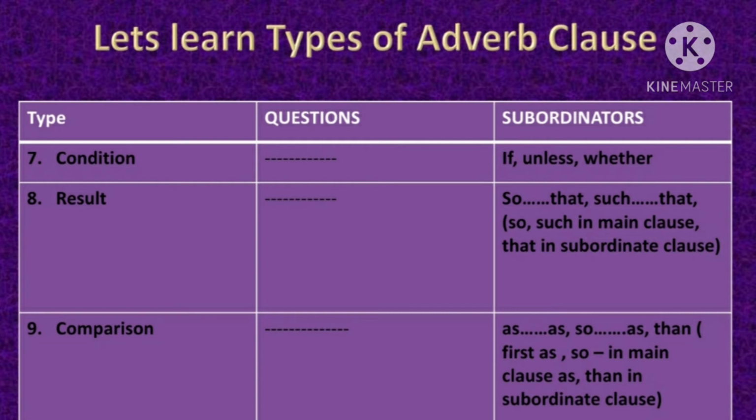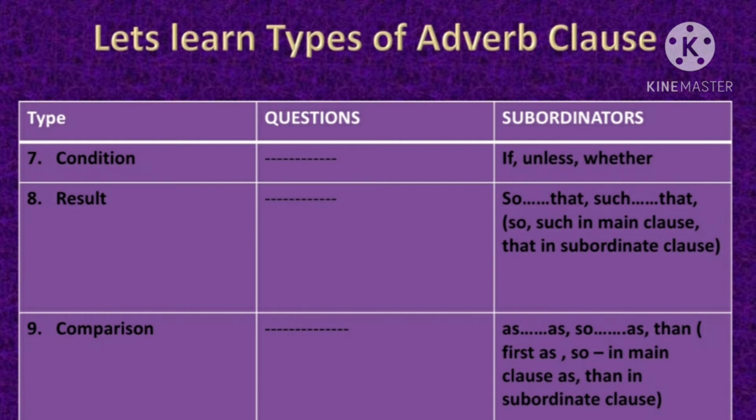Next type is adverb clause of result. There are subordinators like so dash that, such dash that. In such subordinate clauses, you will see so or such in the main clause and that in the subordinate clause. So it is a clear-cut identification that it is an adverb clause of result. Same way, the 9th type is adverb clause of comparison.